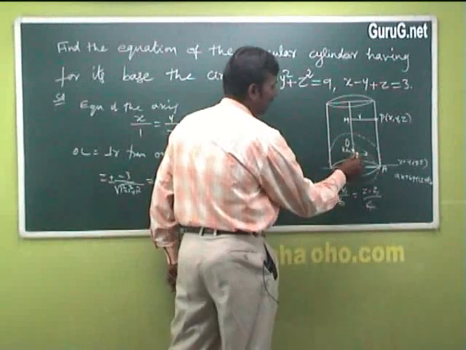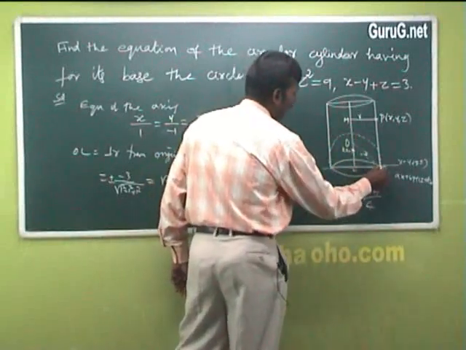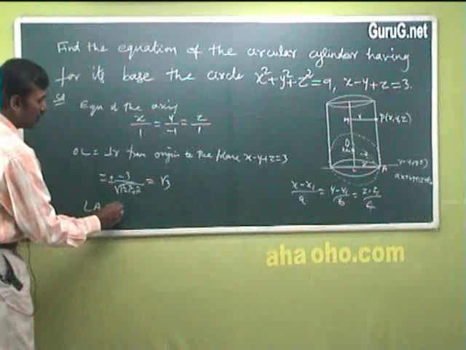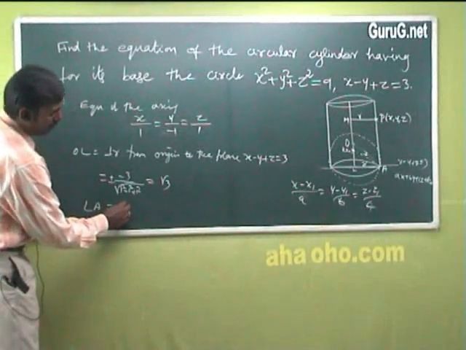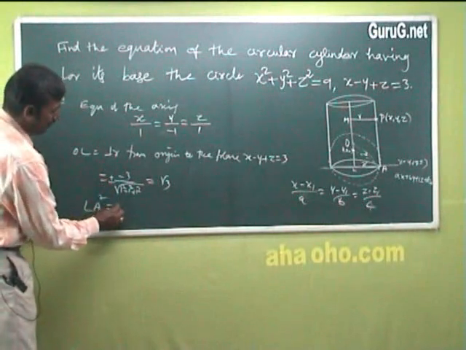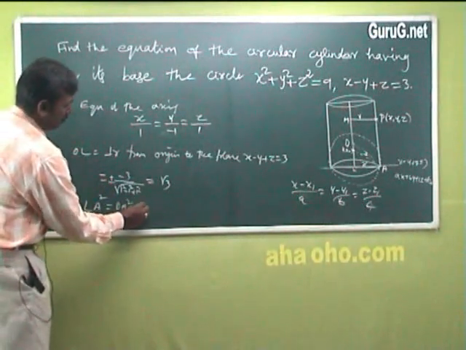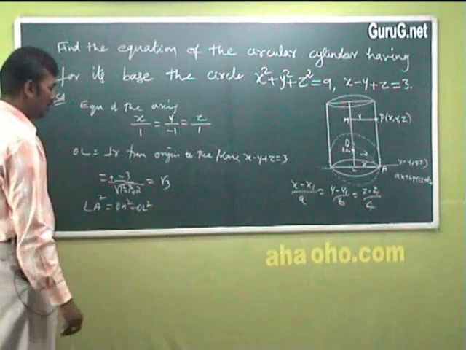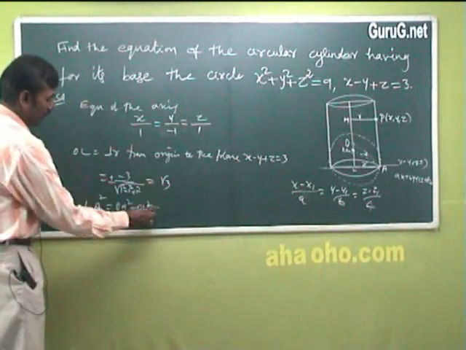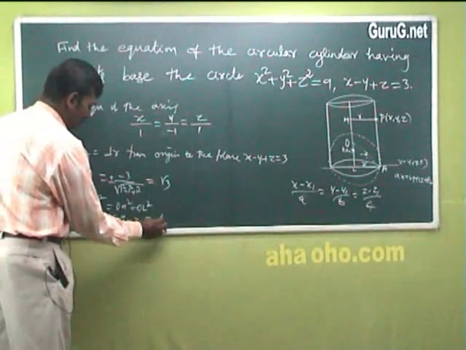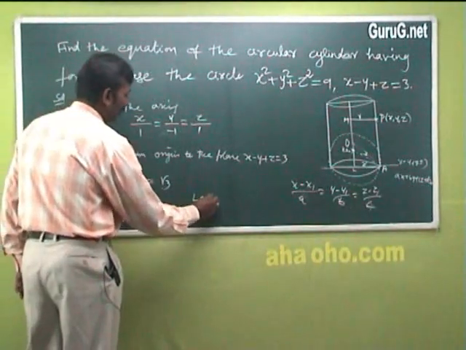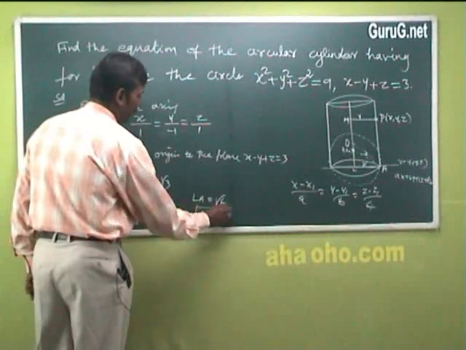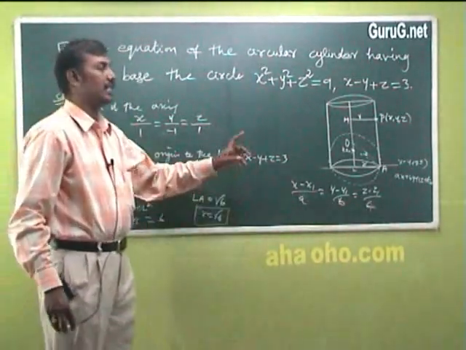So OA is 3, that is the radius of the sphere. And what is LA? LA is r, right? So LA squared equals OA squared minus OL squared. So this is 9 minus OL squared, root 3 squared is 3, so it is equal to 6. So LA equals root 6. Therefore r equals root 6, that is the radius of the cylinder, right?